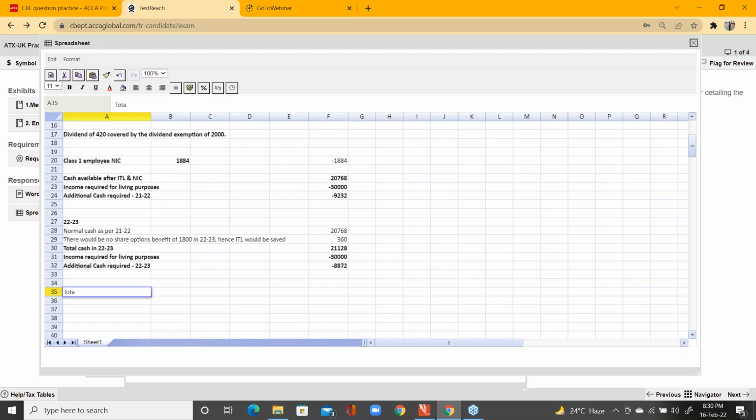Concluding the part A requirement, that is total additional cash for both years, we are going to take the sum of two figures. Here is the shortage plus the shortage in 22-23. So for both years, additional cash required is 18104.